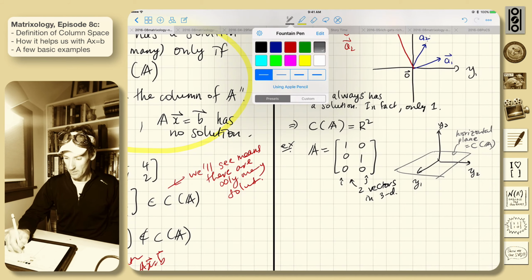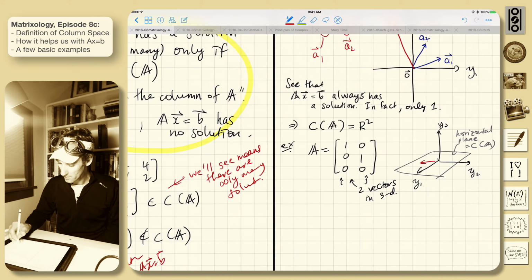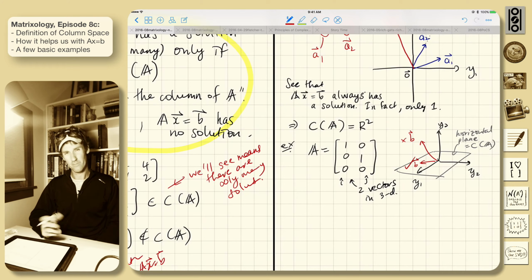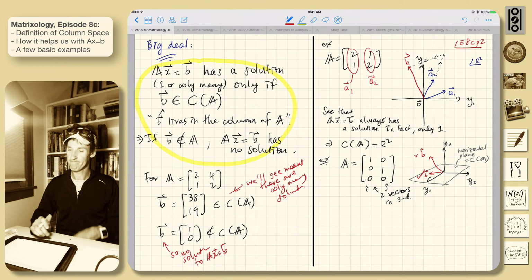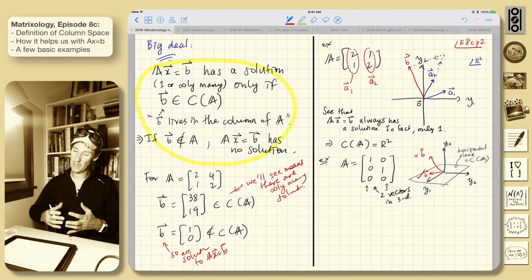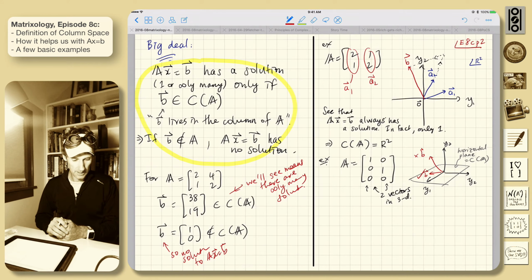So if B is here, solution. So this is okay. If B is pointing up or down in any way, no solution. So we get some sense: we only had 2 vectors in 3 dimensions, and there's no way we can get to everything. Okay, that's good. So what about something like this?